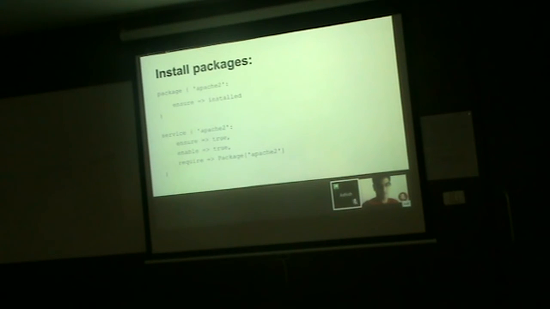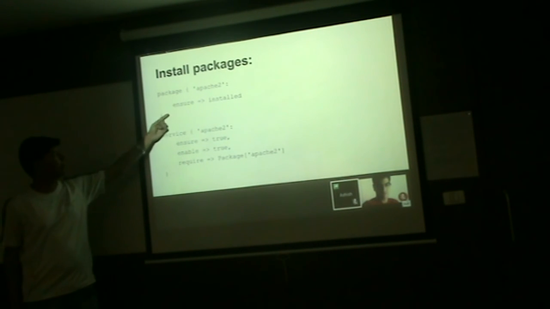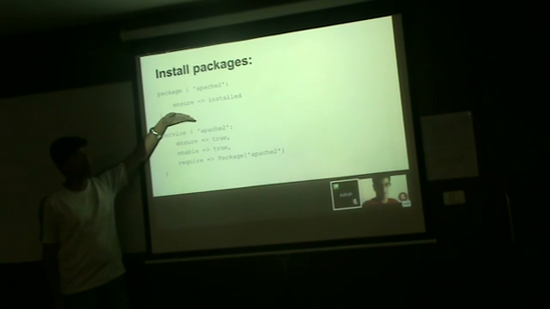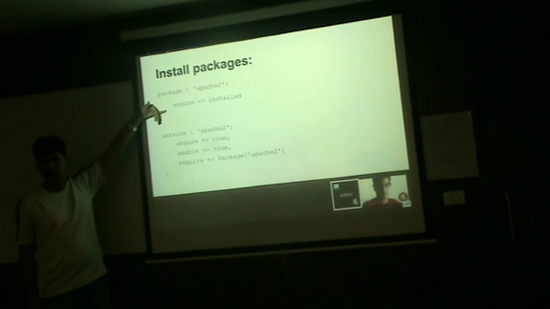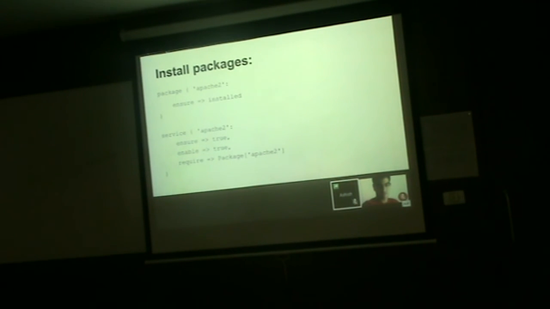If you want to install packages, it's pretty simple and straightforward. You just specify the package name, for example Apache 2 here, and say ensure it is installed. And after that, if you want to do something more, like suppose only this part, these 3 lines, okay? That's what I love about Puppet.